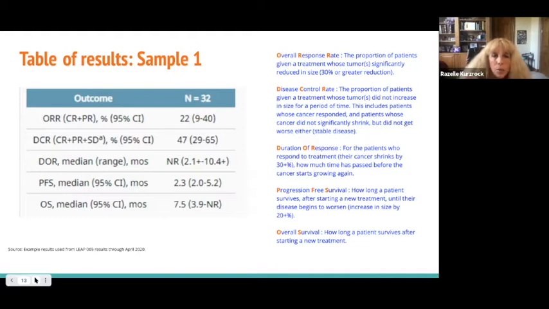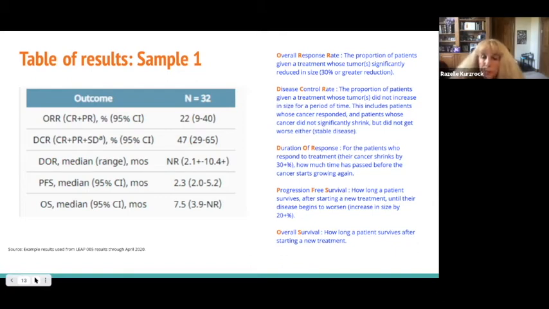Duration of response just tells you how long the responses are lasting. NR means not reached, that the median has not been reached. And then you have the range is 2.1 plus months to 10.4 plus months. So let me explain the plus sign. The plus sign means those responses are ongoing. And that's actually really important, because if you have a response that's 2.1 months, that's not very meaningful. But if it's 2.1 plus months, it means that it's ongoing when they cut off the data.